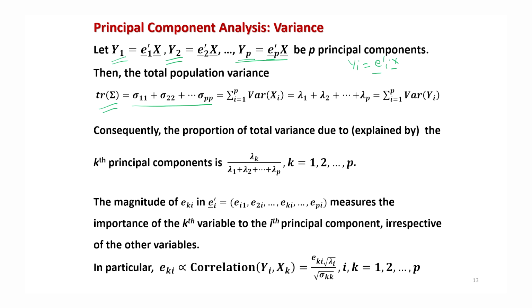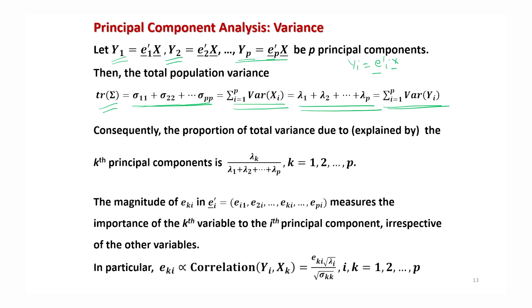And now I am saying that lambda i is the variance of yi. So this sum of sigma 1 1, sigma 2 2, sigma pp, which is nothing but the sum of the variances of xi, is equal to lambda 1 plus lambda 2 plus lambda p, and this is the same as the sum of the variances of yi, right. So this sum of all lambda i's gives us the value of the total variance in x1, x2, xp, that is the sigma matrix.